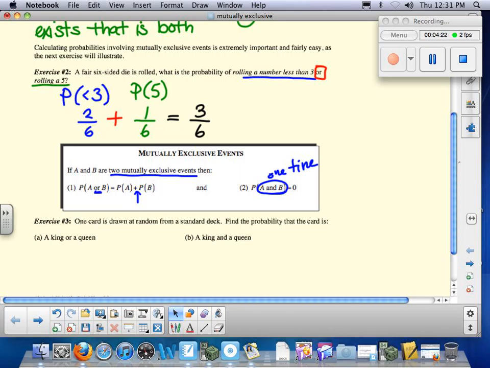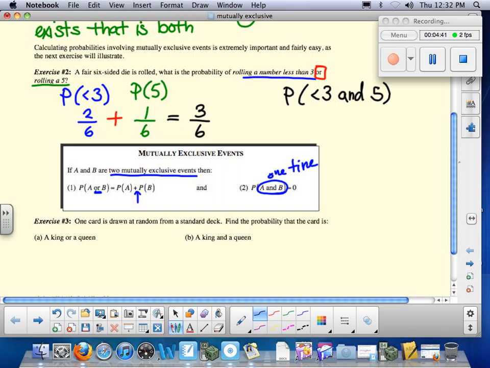We'll know that it's mutually exclusive because if we try to do the two things at the same time, it'll be equal to 0. So let me go up here to our die that we just rolled. What is the probability that the number is less than 3 and a 5? 0. There is no number less than 3 that is also equal to 5. So this is a 0 out of 6.